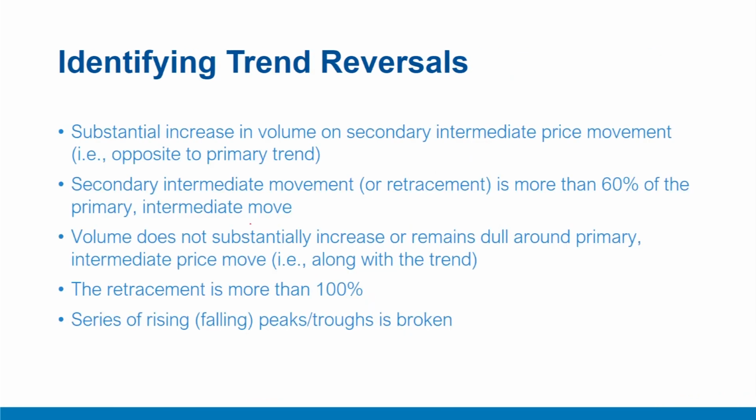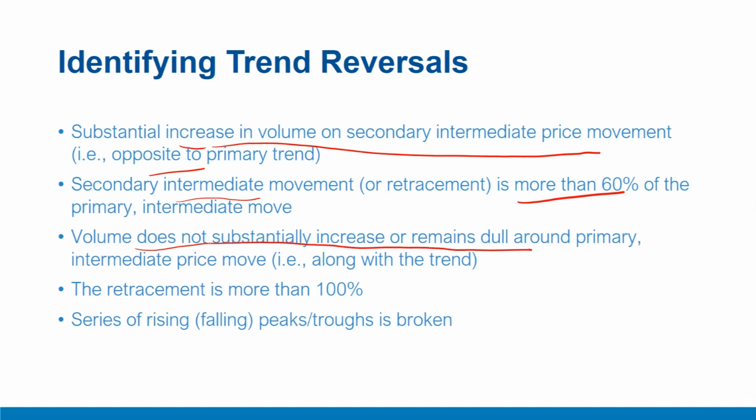To summarize, a substantial increase in the volume on secondary intermediate price movement, which is opposite to the primary trend. Secondary intermediate movement or retracement is more than 60% of the primary intermediate move. Volume does not substantially increase or remains dull around the primary intermediate price move, that is along with the trend. Retracement is more than 100% or a series of rising or falling peaks and troughs is broken.